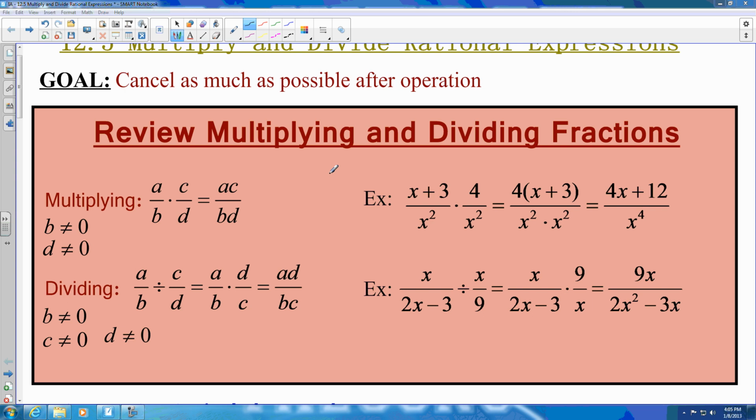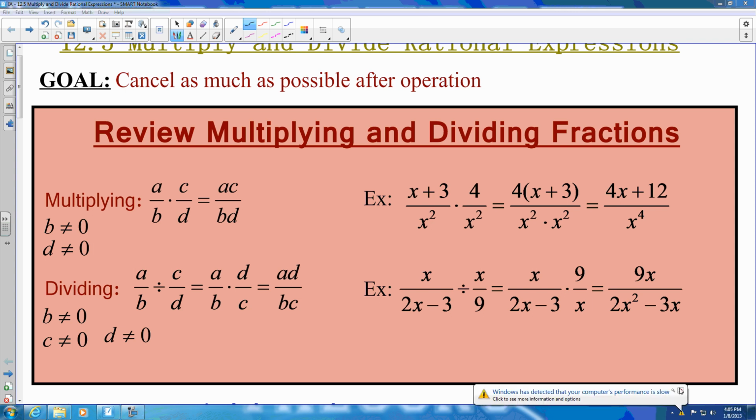And the example that they give us with variables here to your right is x plus 3 over x squared times 4 over x squared. If you look at the numerator, we're multiplying 4 times the quantity x plus 3, over x squared times x squared, which, when we distribute the numerator, gives us 4x plus 12 over x to the fourth.